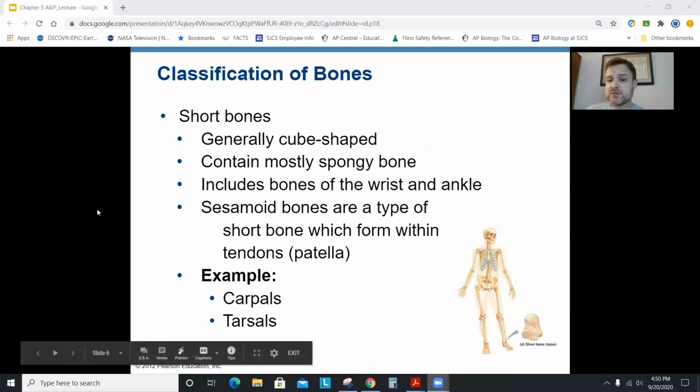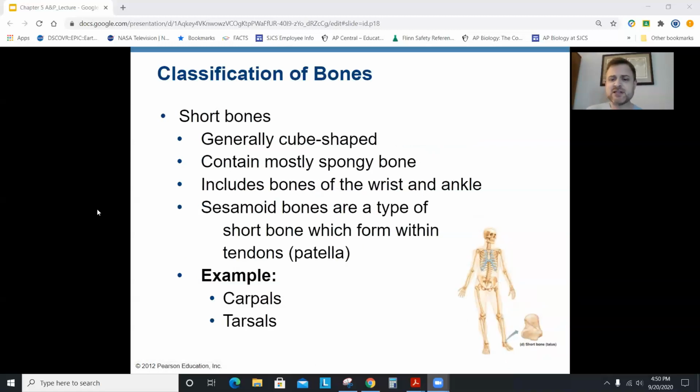Short bones, like I said earlier, are typically shaped kind of like irregular cubes. They're mostly spongy bones, so they're pretty lightweight. These would be the bones of your wrist and your ankle.